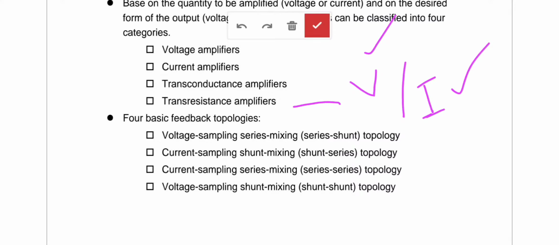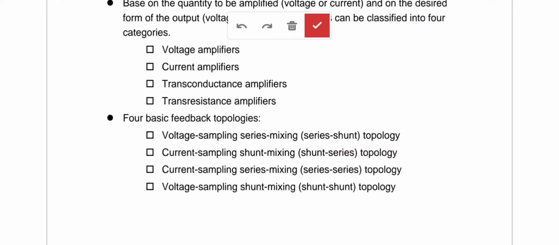So these are the four different amplifier structures, and using these four structures we can categorize the amplifier into four topologies. So the four basic feedback topologies are given by the proper names as voltage sampling, series mixing, also known as series shunt topology; current sampling, shunt mixing or shunt series topology; current sampling, series mixing or series topology; voltage sampling and shunt mixing or shunt topology.